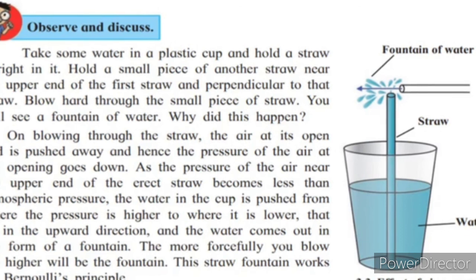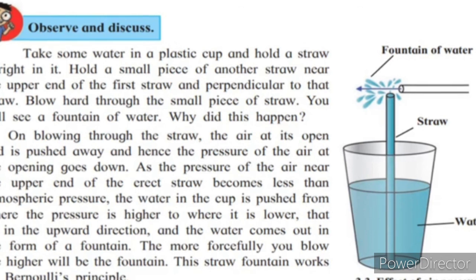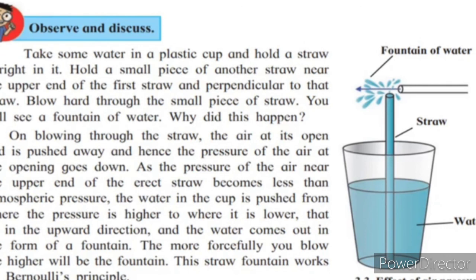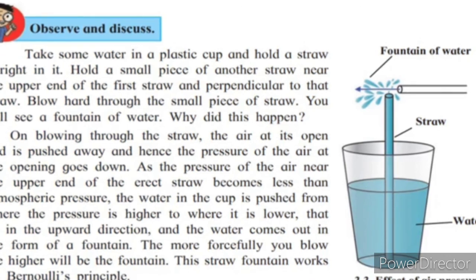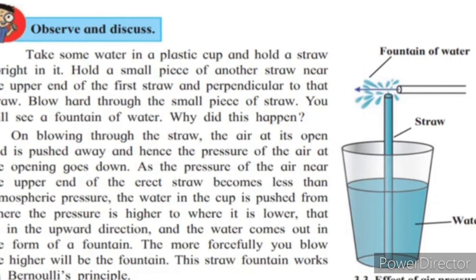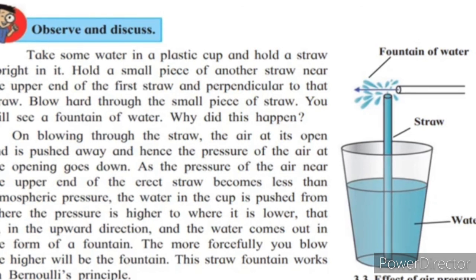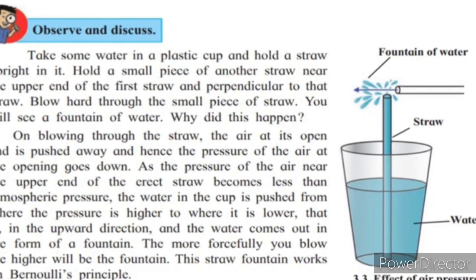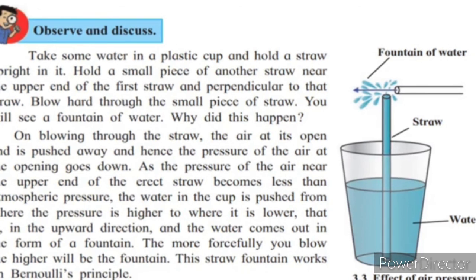On blowing through the straw, the air at its open end is pushed away, and hence the pressure of the air at the opening goes down. Now see, the pressure at the opening decreases. When we fill the water in the glass and put the straw into the water, water will take the place inside the straw, because water's property is that where there is an empty place, water will rise into it.